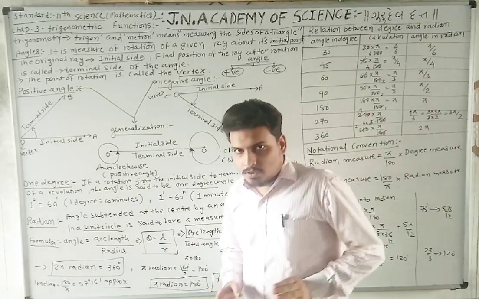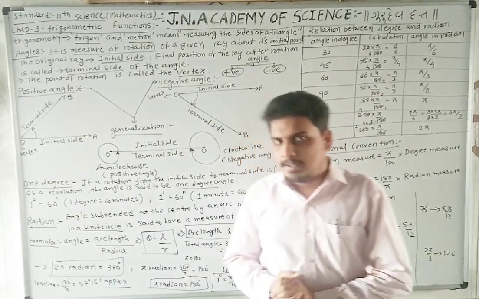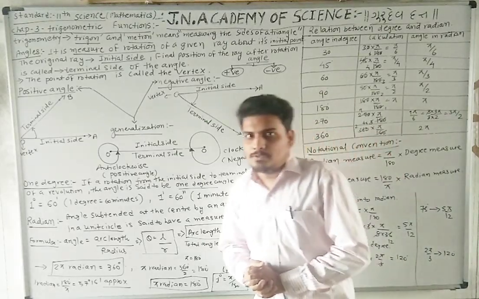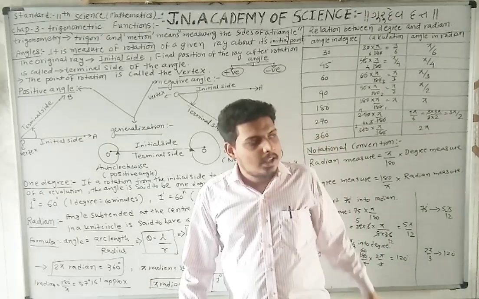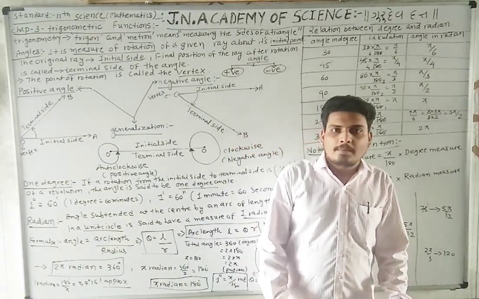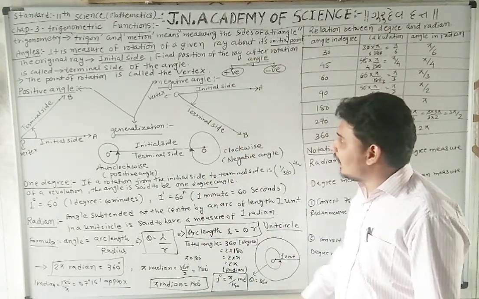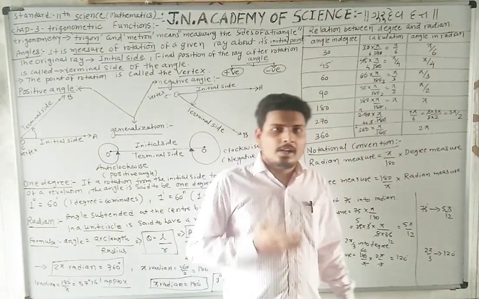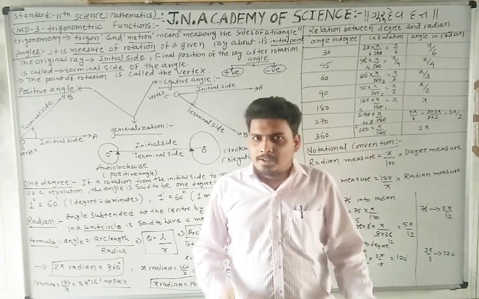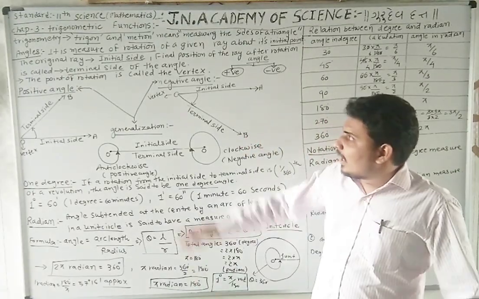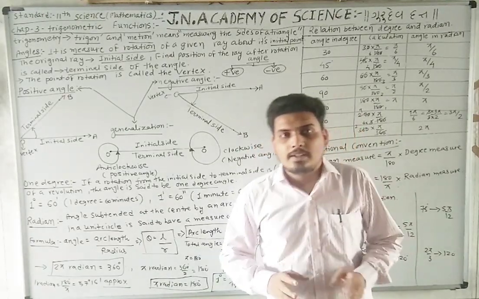So first of all we have a question: what do you mean by trigonometry? Basically it is made from two words, trigon and metron, which means measuring the sides of triangles. So measuring the sides of triangles means trigonometry, which is nothing but the branch of geometry and angle. First of all you have to understand what an angle is.